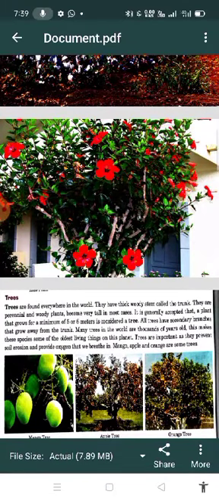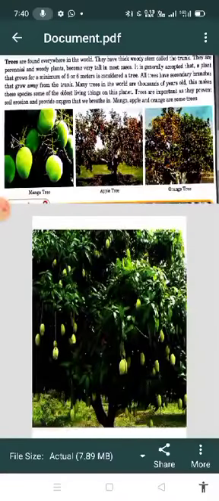Next we have to see trees. Trees are found everywhere in the world. They have a thick woody stem called the trunk. They are perennial and woody plants, very tall in most cases. It is generally accepted that a plant that grows to a minimum of 5 or 6 meters is considered a tree. So, we can see the mango tree.